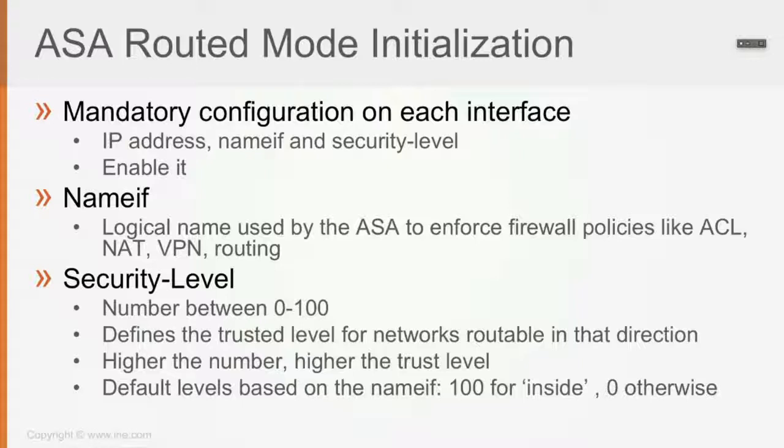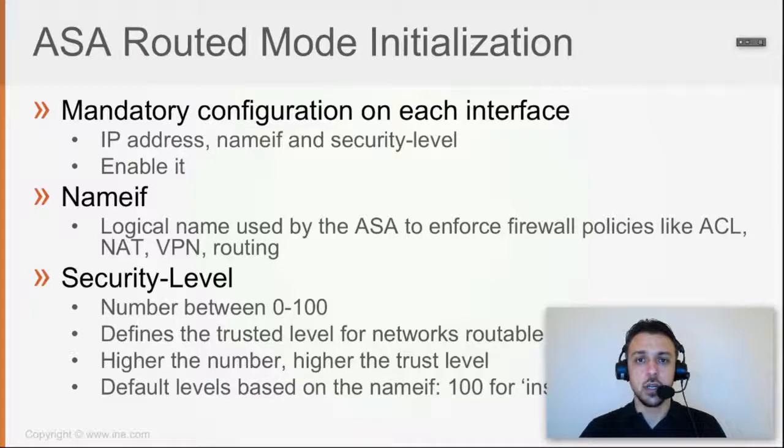For example, a number of 100 is going to be more trusted than a number of 0. So an interface which is assigned a level of 100 is going to be more trusted than an interface which is assigned a level of 0. Based on that number, the ASA knows how trusted the networks are which are reachable out in the direction of that specific interface.